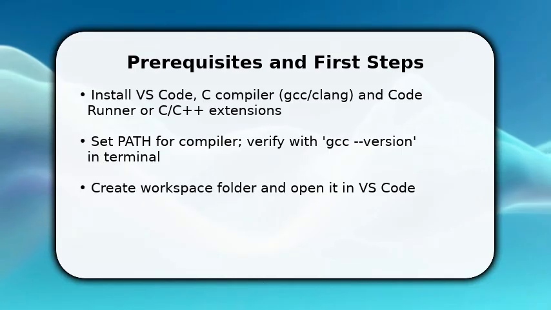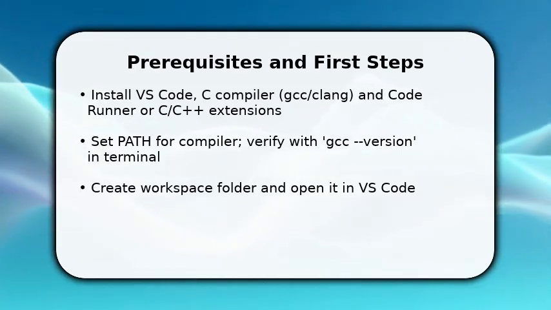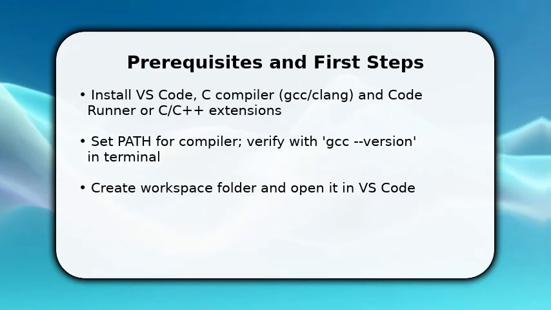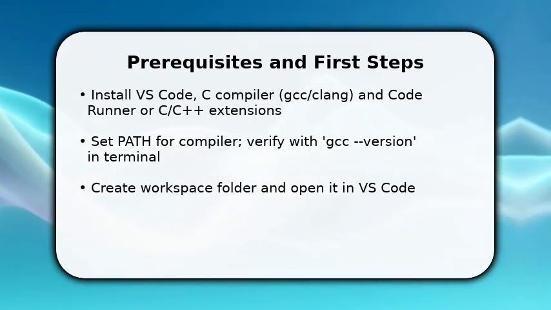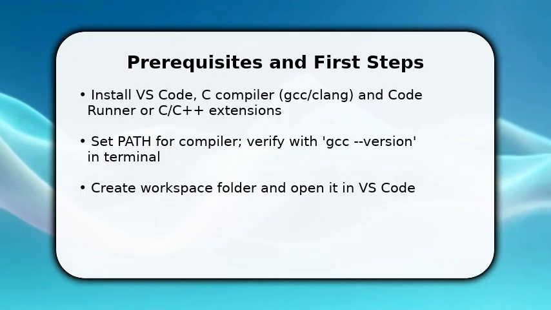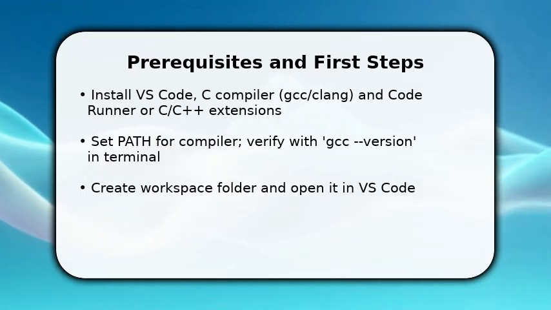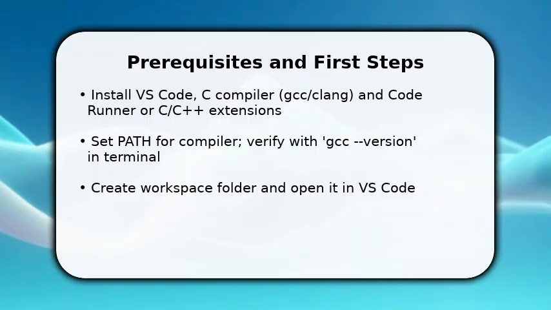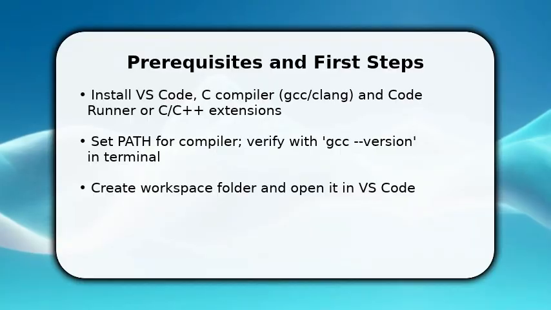You start by confirming prerequisites: VS Code, a C compiler like GCC, and the Microsoft C/C++ extension. Open your new workspace folder in VS Code and install extensions now. Once done, set the compiler path so the terminal recognizes GCC, and type gcc --version to verify.